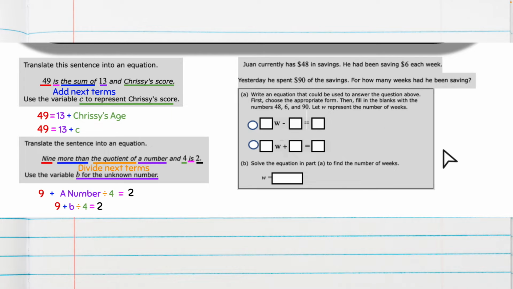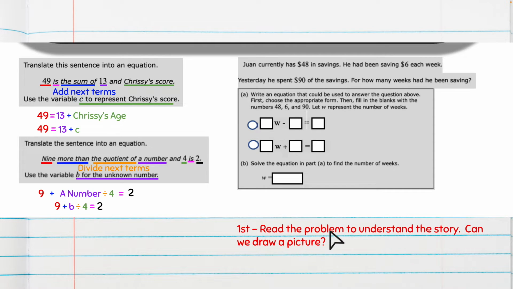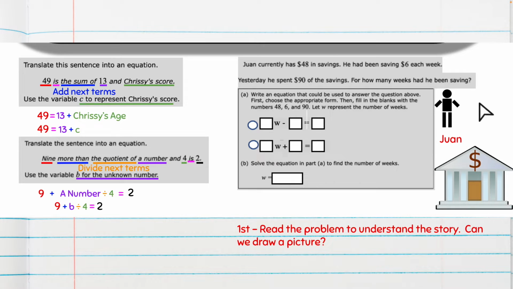So first, on our first read, we're just going to decide, do we understand the story? Can we draw a picture? Can we picture it in our minds? You don't always have to draw a picture, but can you picture it? So Juan currently has $48 in savings. He had been saving $6 each week. Yesterday, he spent $90 of the savings. For how many weeks has he been saving? So there's a lot of information there, but can I just picture the basic idea here? I have a person named Juan, and he's saving money, and I picture a bank when I'm thinking about saving, so that's my little bank. So that's my very basic idea. I can picture this person, Juan, and he's saving money.